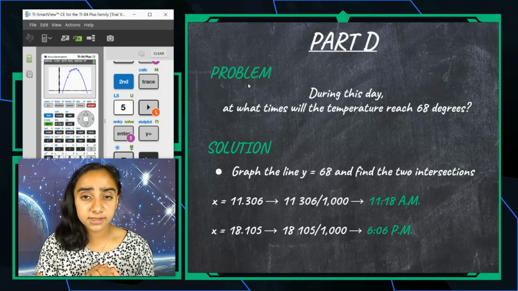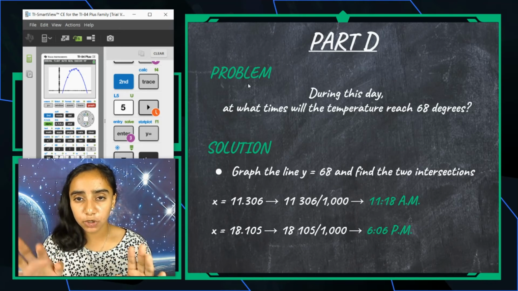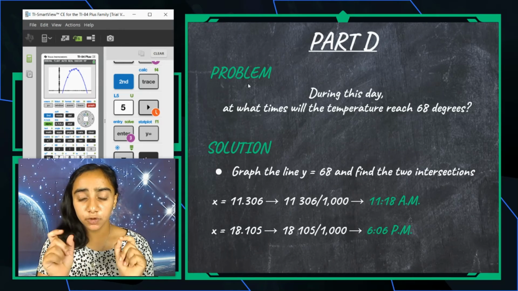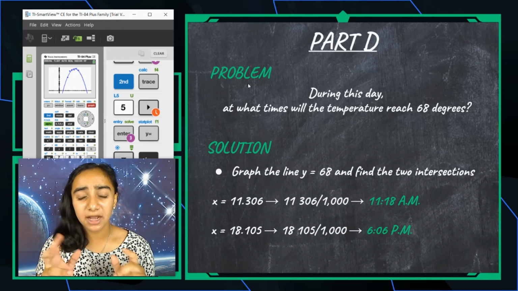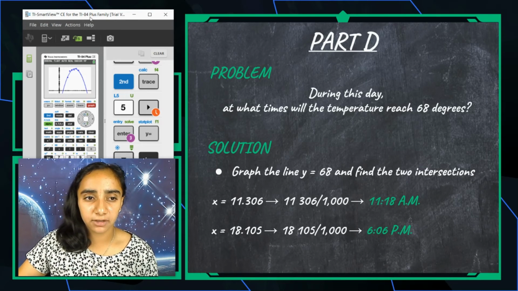So you're graphing the horizontal line, y equals 68, no slope, just trying to find the intersection, and you'll have 2 points, and the x coordinates of those points will be your 2 times. So let's do it on the calculator. I'm going to pull the calculator out.